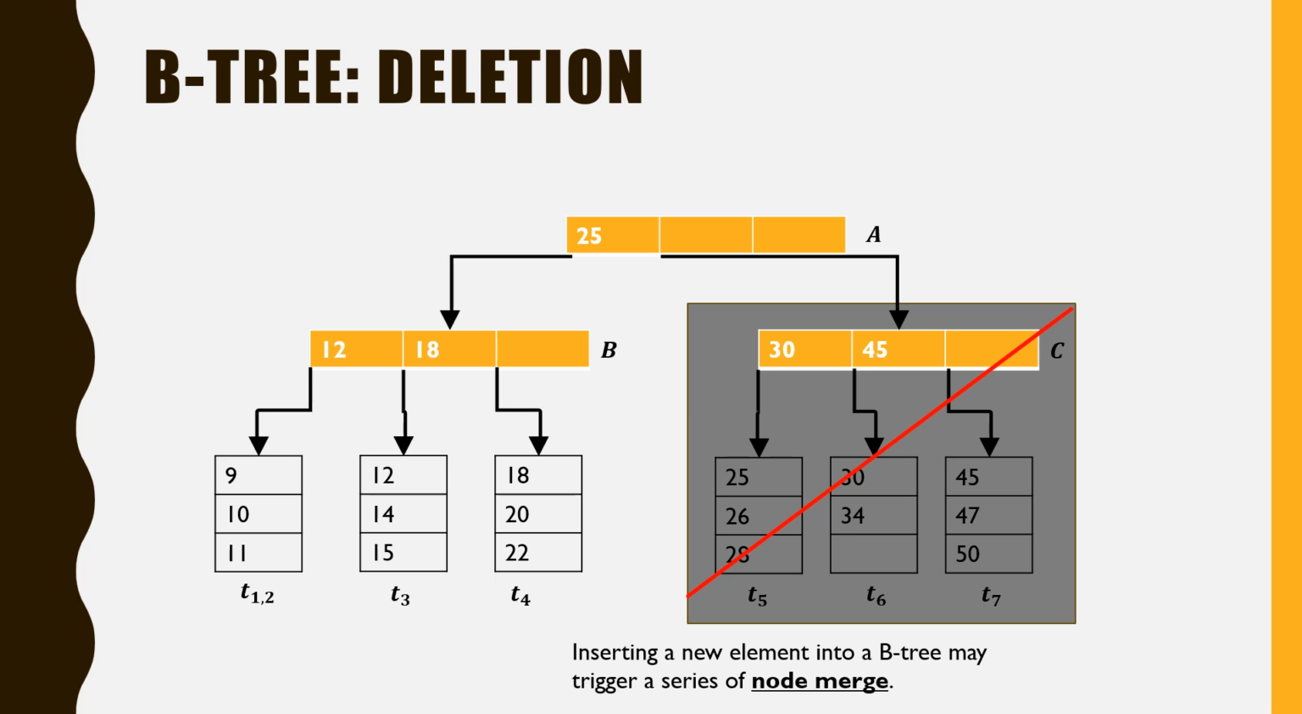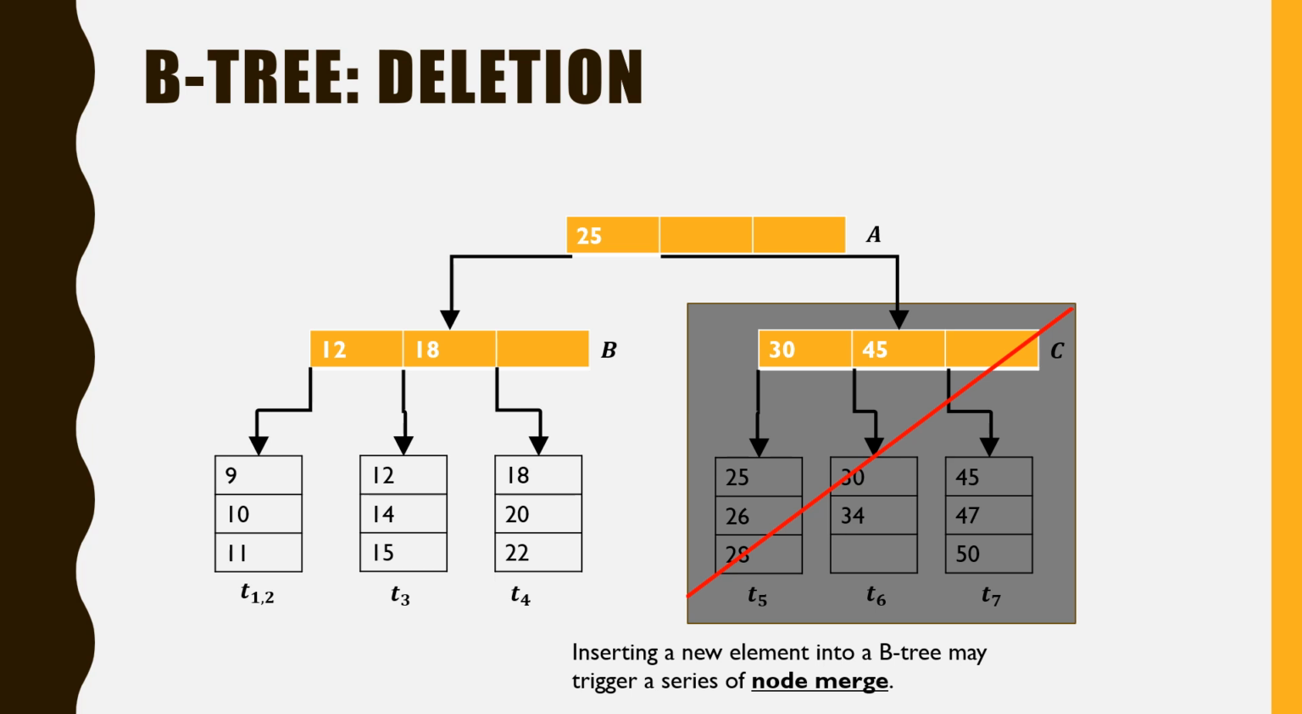Non-leaf nodes can be merged in the same way as the leaf nodes. When a merge is triggered, one non-leaf node must contain the ceiling of m over 2 minus 1 children, while the other must contain the ceiling of m over 2 children.